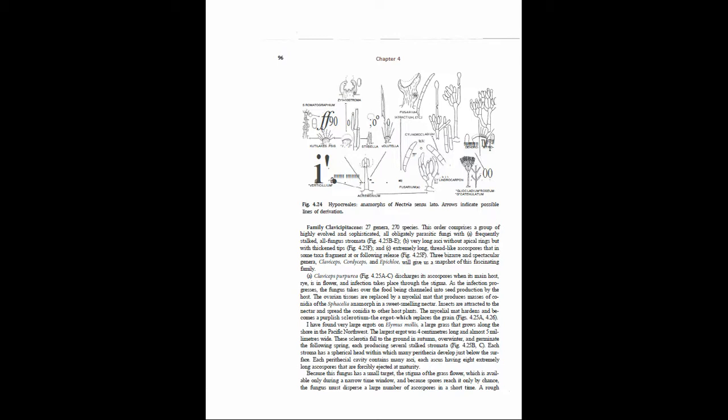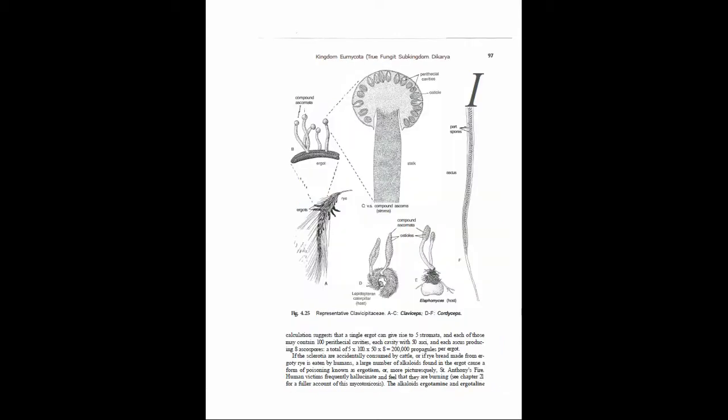Because this fungus has a small target, the stigma of the grass flower, which is available only during a narrow time window, and because spores reach it only by chance, the fungus must disperse a large number of ascospores in a short time.